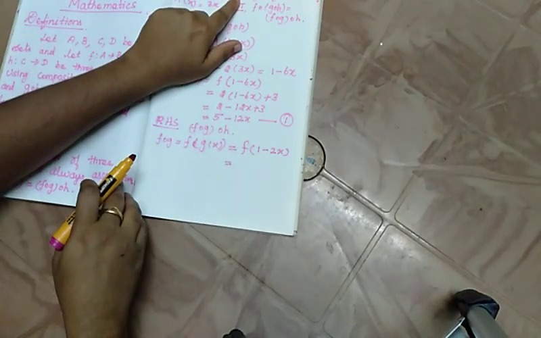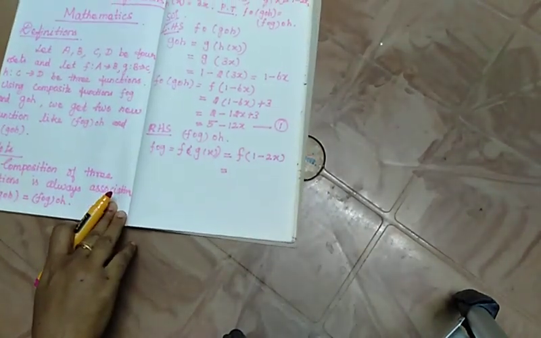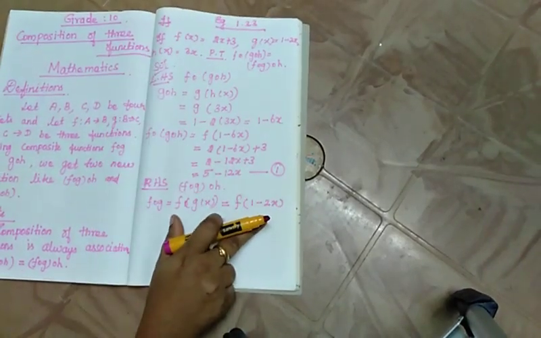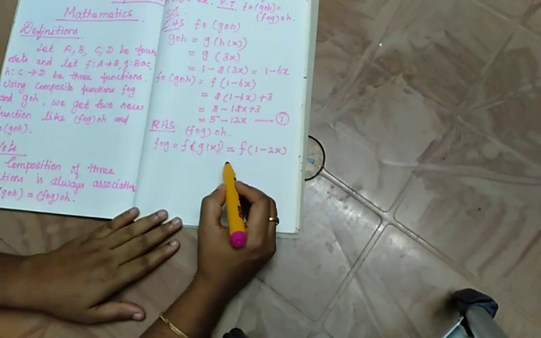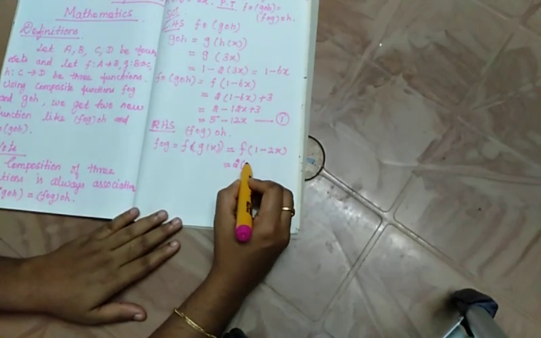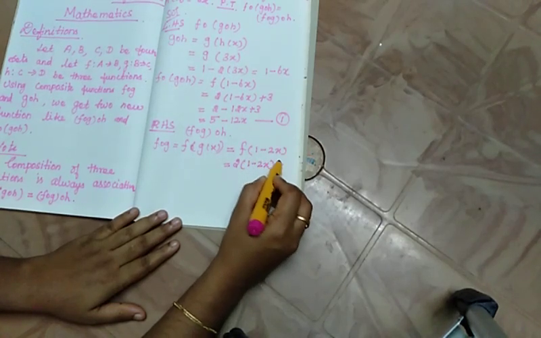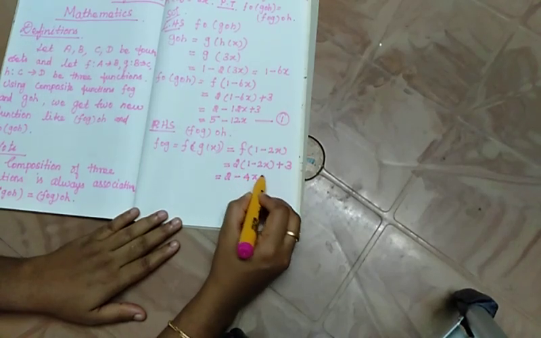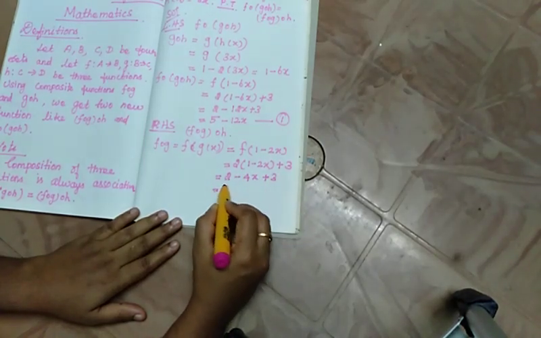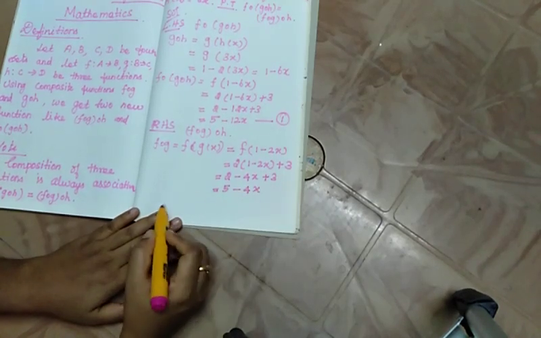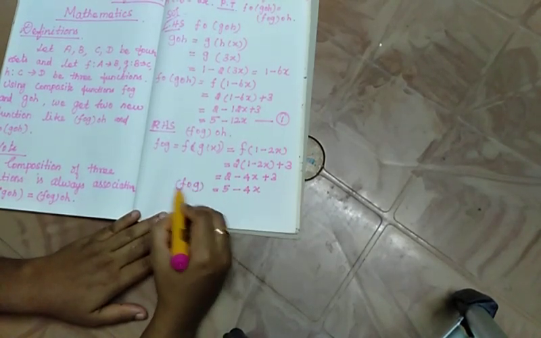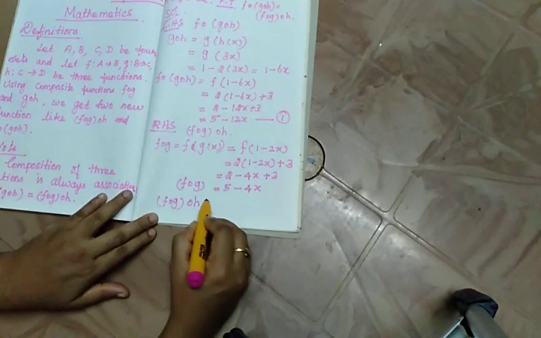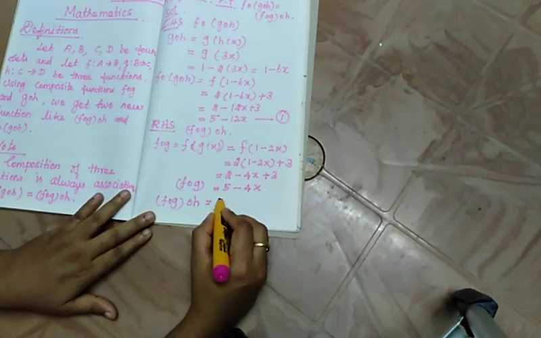Which is equal to f of, what is g of x? 1 minus 2x. Now f of x is equal to 2x plus 3. In the place of x, we will substitute whatever is inside the bracket. So substitute it, which is equal to 2 into (1 minus 2x) plus 3, which is 2 minus 4x plus 3, which is equal to 5 minus 4x. This is f of g. Now we need what? (f of g) of h, which is equal to, what is f of g?